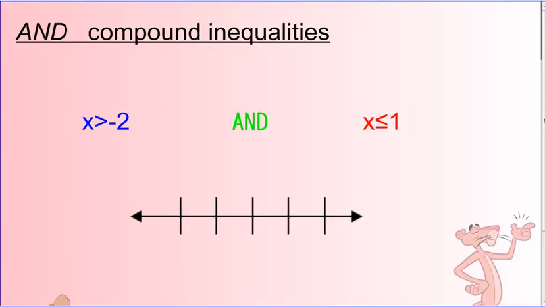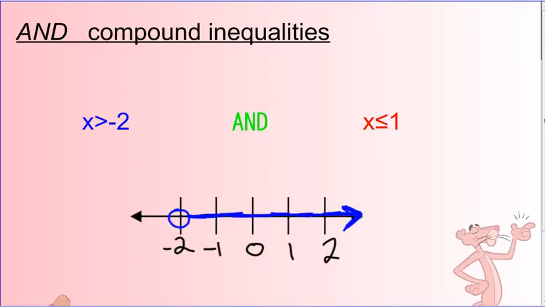Compound inequality. When we're talking about these and problems, here we have x is greater than negative 2 and x is less than 1. Let's start by graphing this. I'm going to graph the blue guy in blue. Let me get a number line: 0, 1, 2, negative 1, negative 2. In blue, we would have a hollow dot at negative 2, and we'd be shading greater than. All this stuff in blue is the solution to x is greater than negative 2.